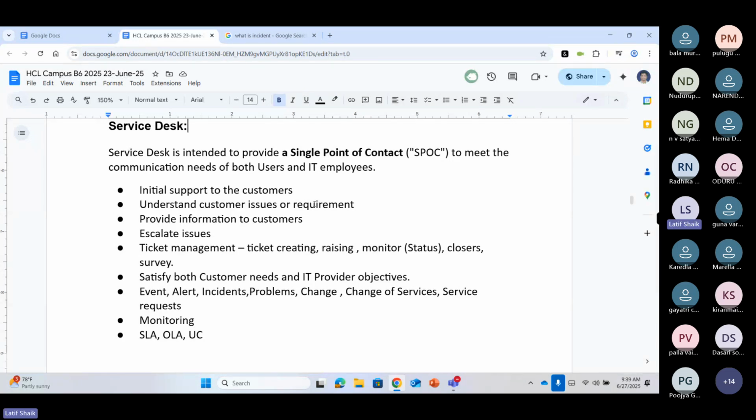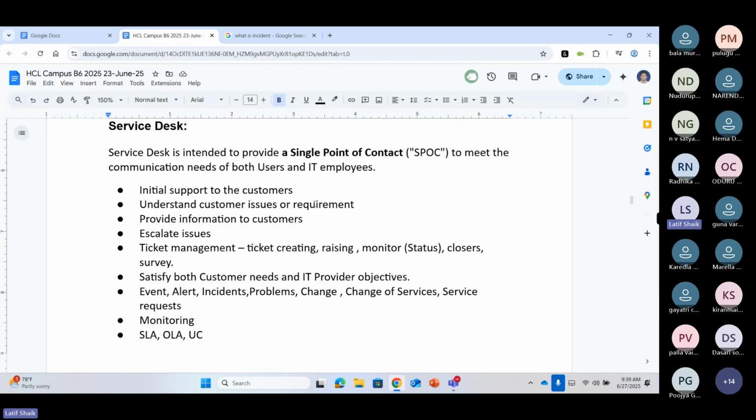Next, of course, in services, one of the points is ticket management. As a service desk analyst, we either create a ticket or receive a ticket. So raising the tickets or escalating the tickets, monitoring the ticket status, whether it is still open, and closing or resolving the ticket, like that.